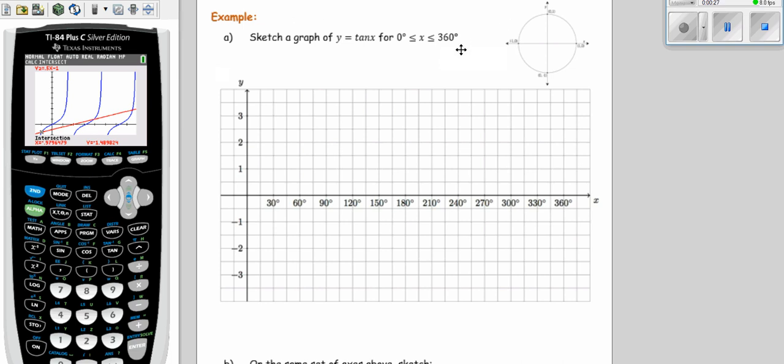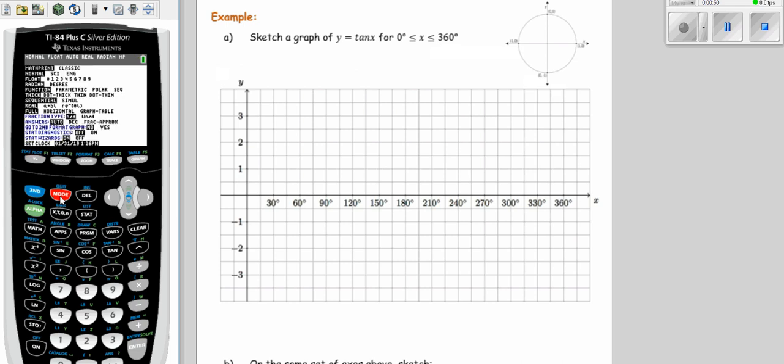Draw a graph of tan x for 0 to 360. If you're not sure of it, you could do it on your graphing calculator. Let's practice it. You go to y equals, type in tan x. Do they want degrees or radians? Degrees, yeah. I don't know why I've got the other thing there. Oh, that's because of a later question. So mode, make sure I'm in radians. I'm going to have to change to degrees.